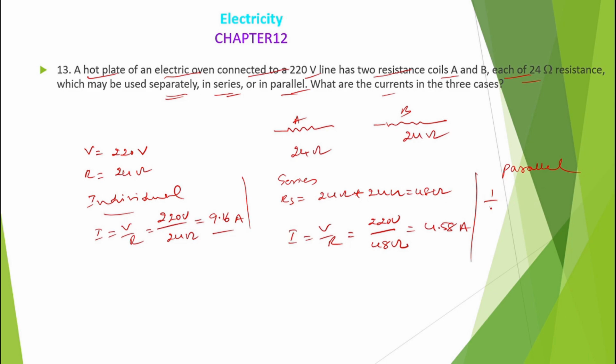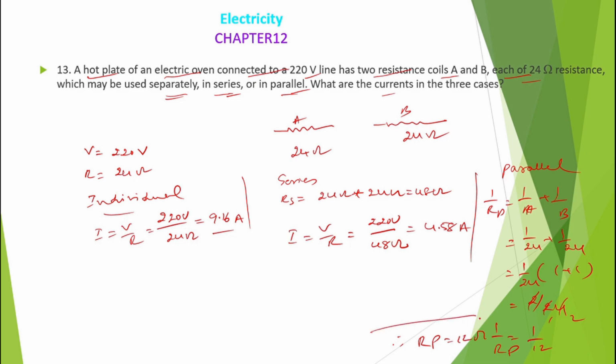Means 1 divided by Rp is equal to 1 divided by A plus 1 divided by B, which is 1 divided by 24 plus 1 divided by 24. Taking the common factor, 1 plus 1 is 2 by 24. Simplifying, that is 1 divided by 12, which is 1 divided by Rp. Therefore Rp is equal to 12 ohm.